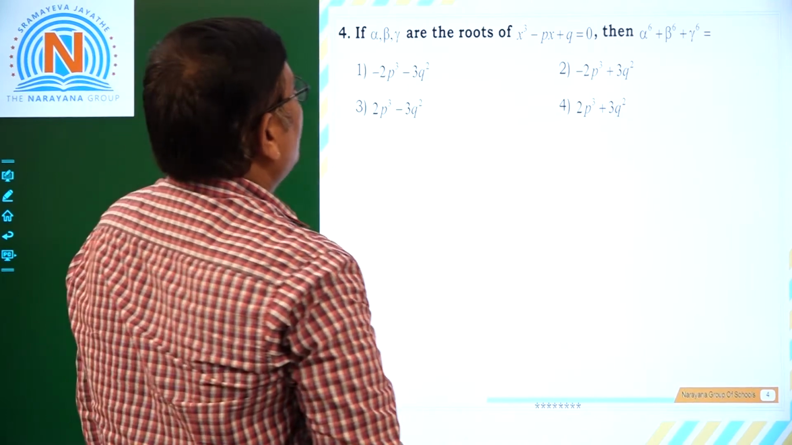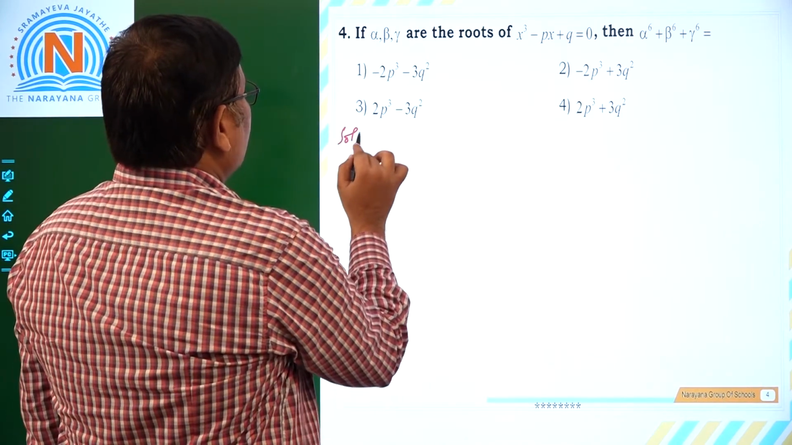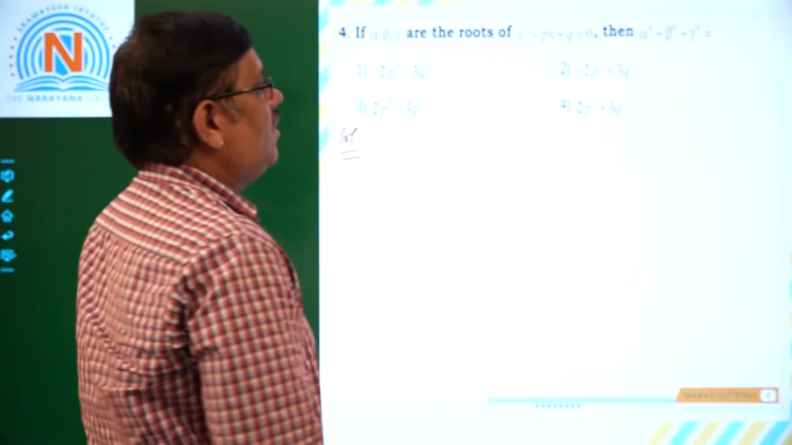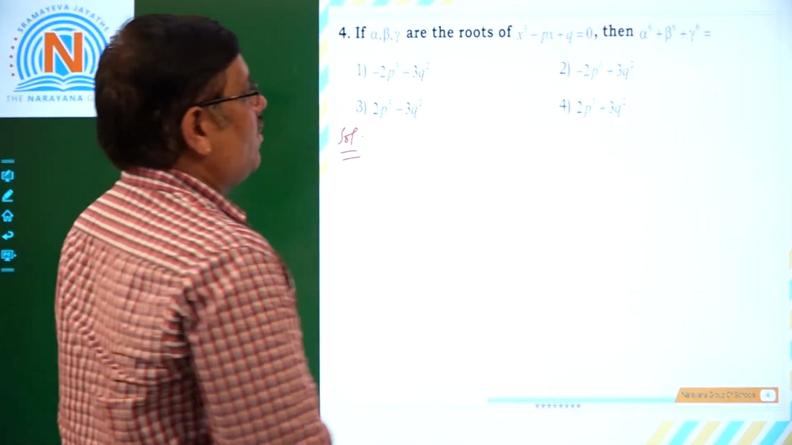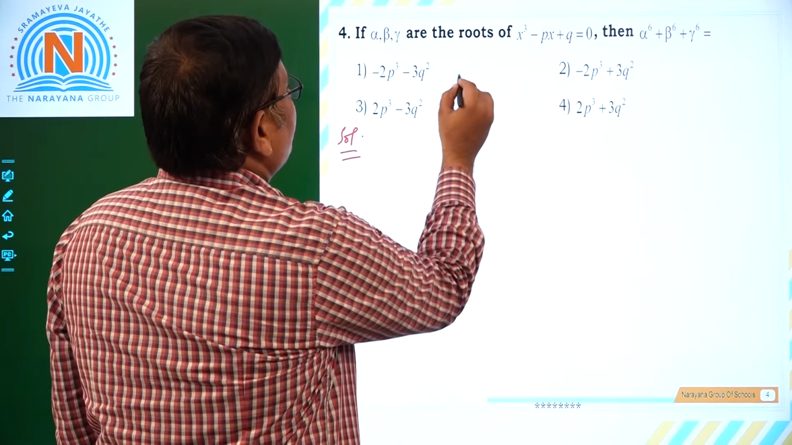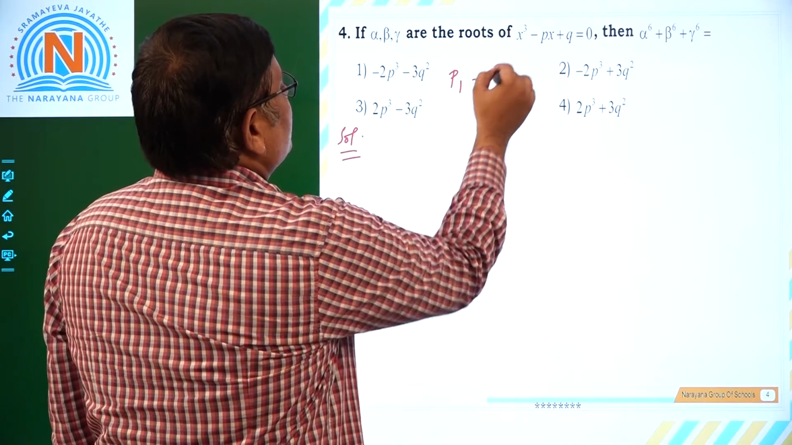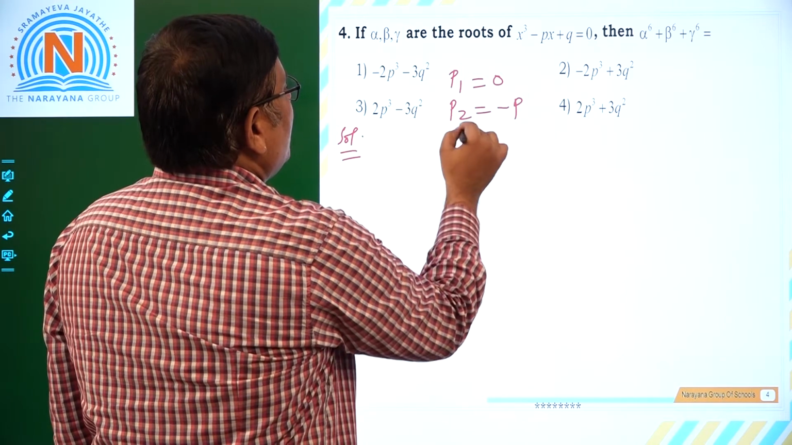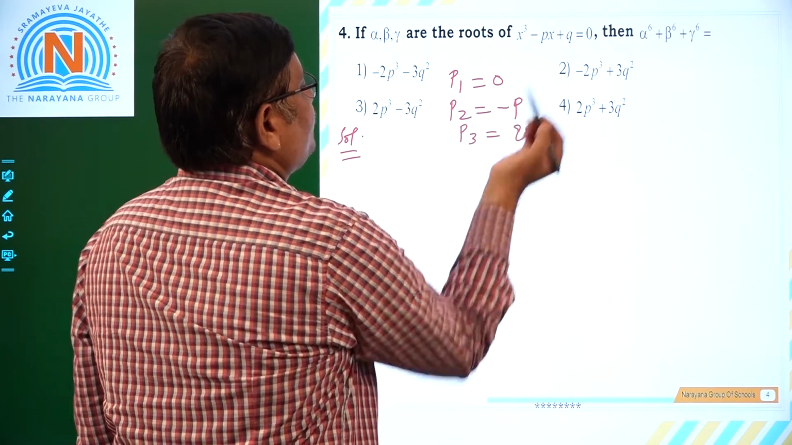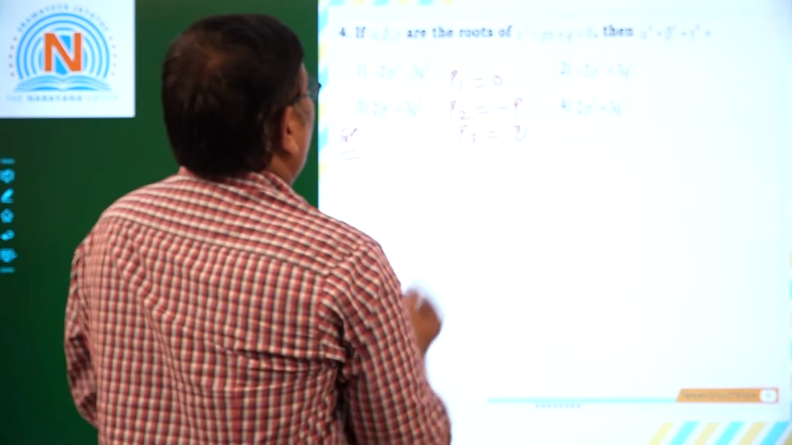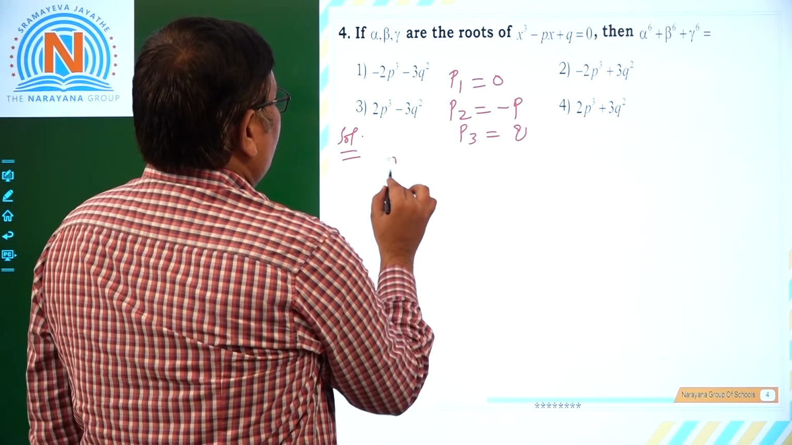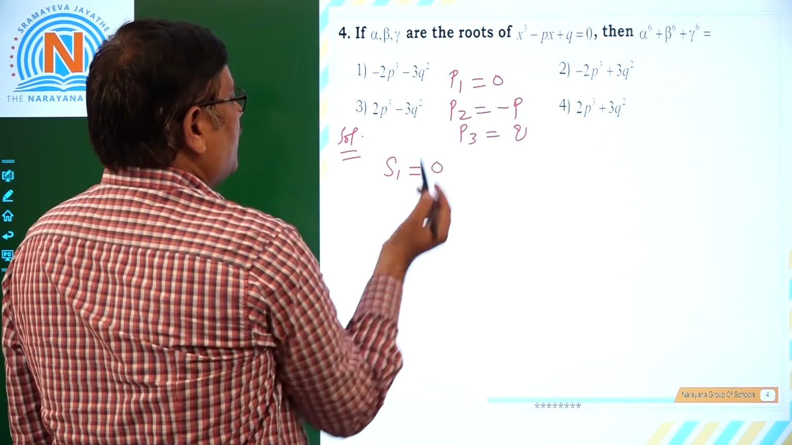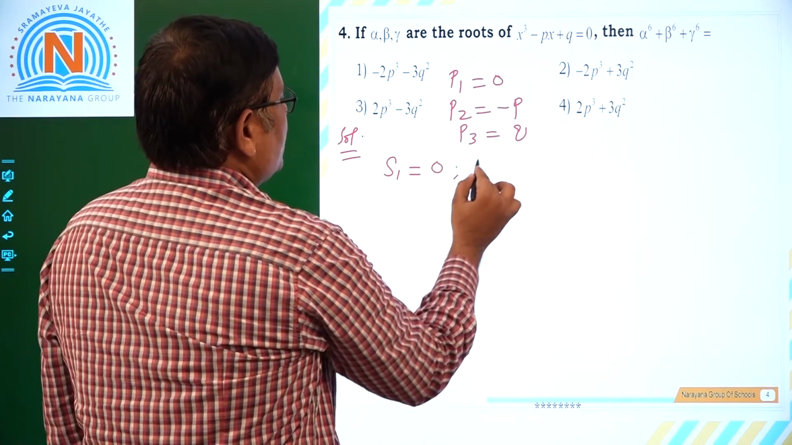If alpha, beta, gamma are the roots of x cube minus px plus q equals 0, then what is the value of alpha power 6 plus beta power 6 plus gamma power 6? Okay. In this case, if you take P1, the x square coefficient, it is 0. P2 is the x coefficient, that is minus P. P3 is q. P3 is q. Now, as usual, S1. S1 is how much? As the x square coefficient is not there, S1 is 0. Then what is S2?